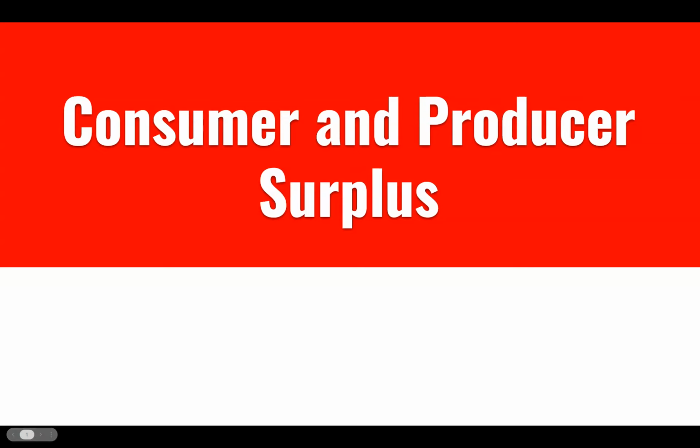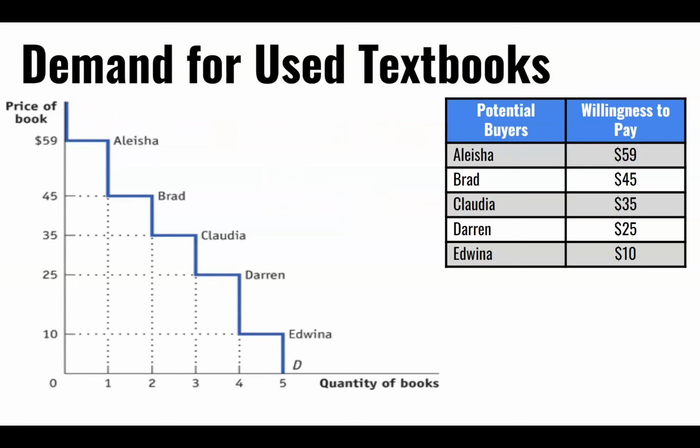So let's get started. We could look at a very simple market. Let's say the market for used college textbooks. And let's pretend there are five people in the market, five people interested in purchasing used textbooks. We have Alicia. Alicia's maximum willingness to pay is $59. So I don't know what the price of the book is, but anything between 0 and 59, Alicia's in. Brad, maximum willing to pay 45, Claudia 35, Darren 25, Edwina 10.